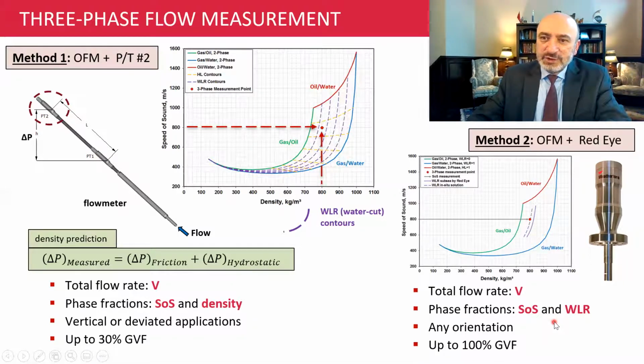One more point that we need to make here: because the Red Eye water cut meter is either at the subsea level or at the platform level, in most cases there is going to be gas in the flow stream. The good thing is that the water cut measurement technology is not affected by the presence of gas. So the three-phase solution is possible up to 100% GVF with this method number 2. Let me go a little deeper on this method number 2 on the next slide.